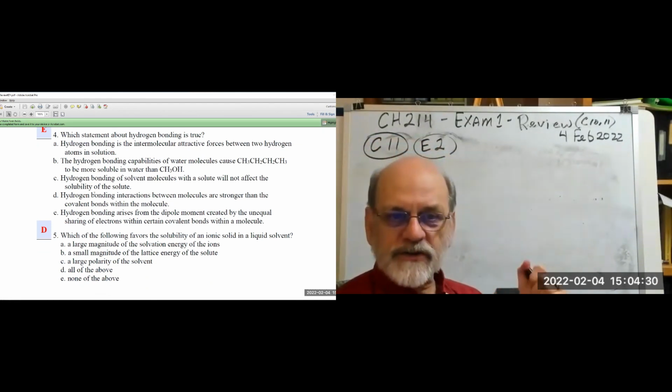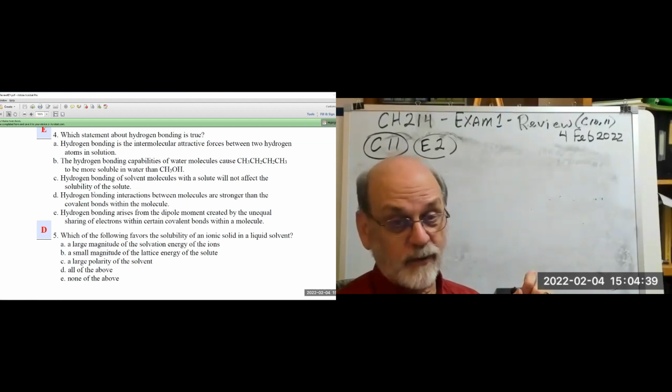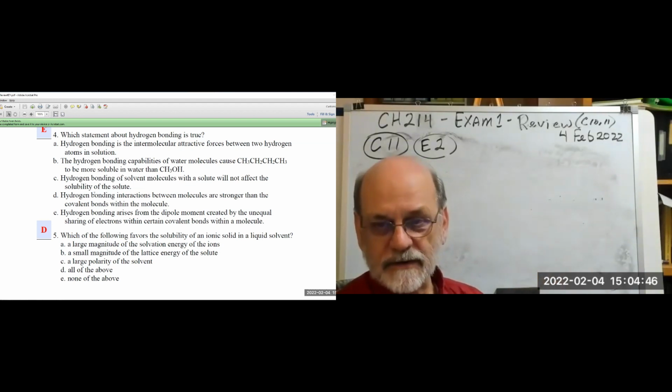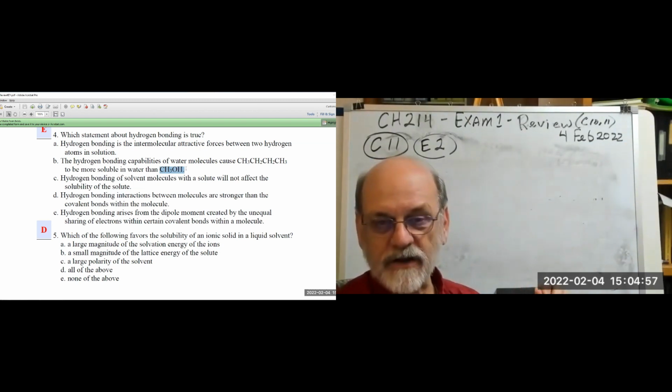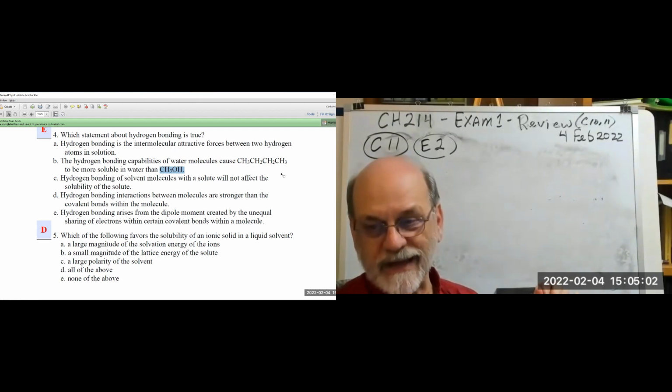4, which statement about hydrogen bonding is true? Hydrogen bonding is the intermolecular attractive force between two hydrogen atoms. I don't think so. The hydrogen bonding capabilities of water molecules cause this non-polar molecule to be more soluble in water than CH3OH. So the other way around. Methanol is much more soluble than butane.